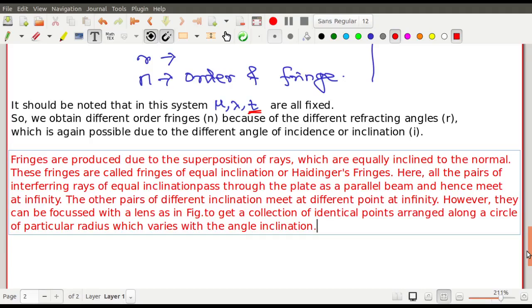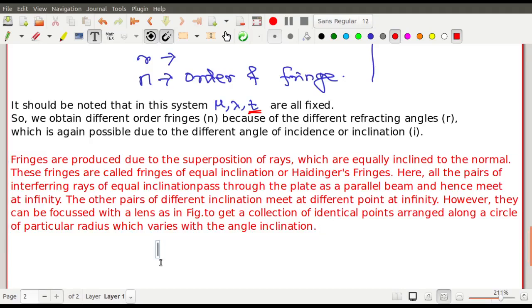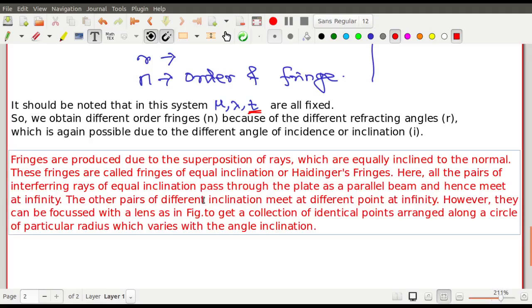Okay, so this is your whole story. Now see what it says. Fringes are produced due to superposition of rays which are equally inclined to the normal. These fringes are called fringes of equal inclination or Haidinger's fringes. Here all the pairs of interfering rays of equal inclination pass through the plate as a parallel beam and hence meet at infinity.